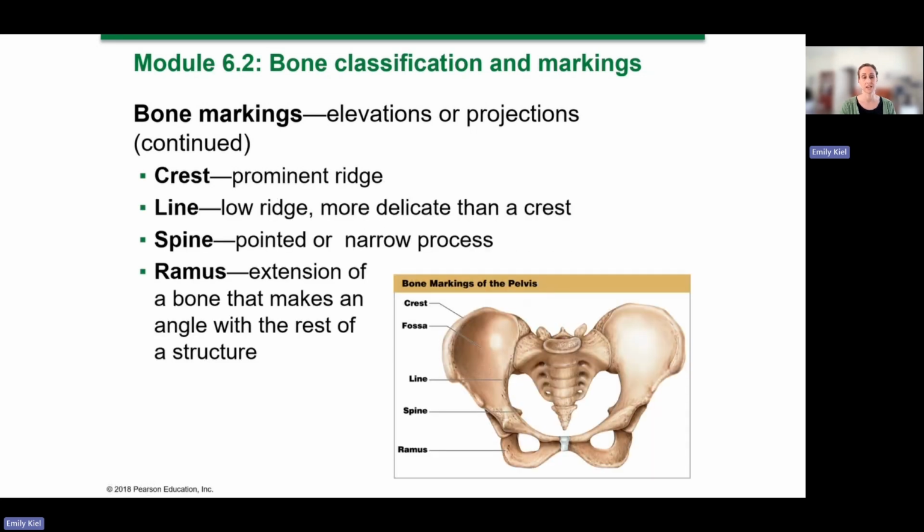You have crests. So here is the iliac crest. This is a really prominent ridge. You have lines that are a little bit lower of a ridge and more delicate. You've got a spine, which is a pointed or narrow process. You can think of like a spine on a stegosaurus. And you have a ramus, or multiple are known as rami, and these are extensions of a bone that makes an angle with the rest of the structure.